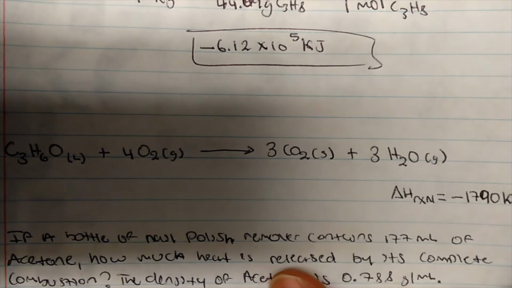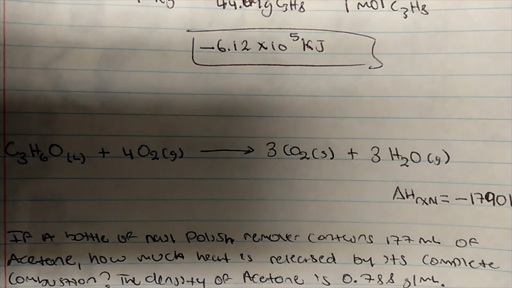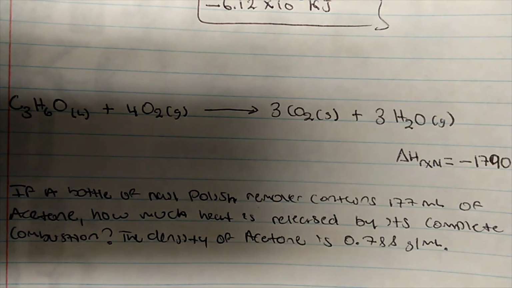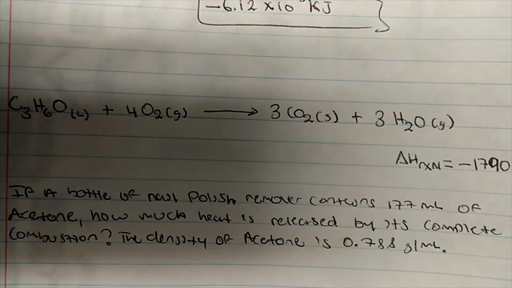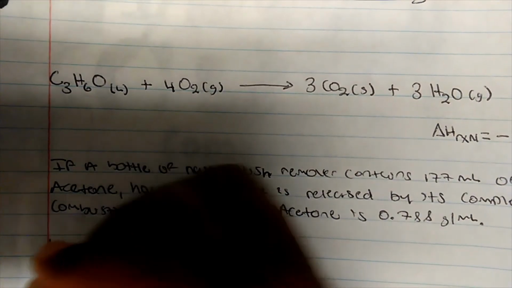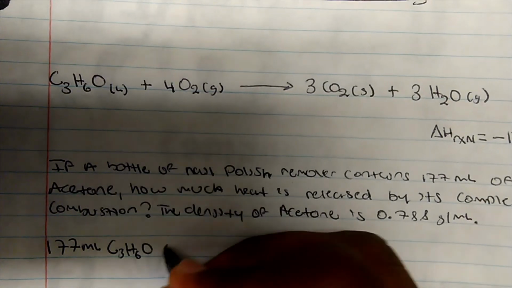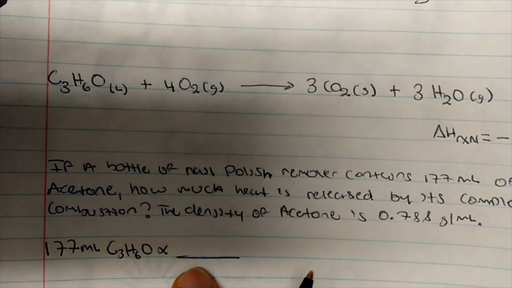So what about this one? We have acetone here, C3H6O, and the question says, if a bottle of nail polish remover contains 177 milliliters of acetone, how much heat is released by its complete combustion? Again, we know the general idea. Now, we're actually given the amount of acetone in volume. So I have 177 milliliters of C3H6O. Notice that I'm given a density, so that's good. I can go to the amount of acetone I have in grams.